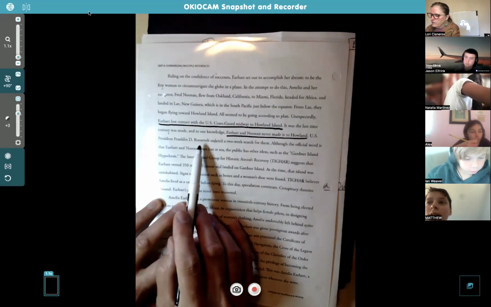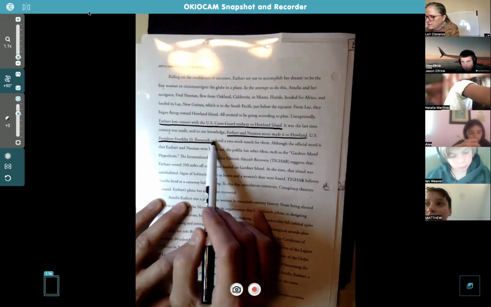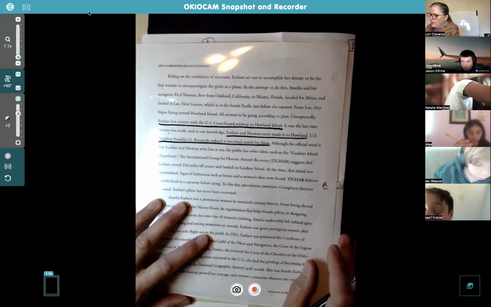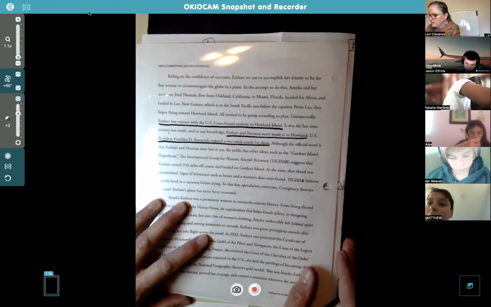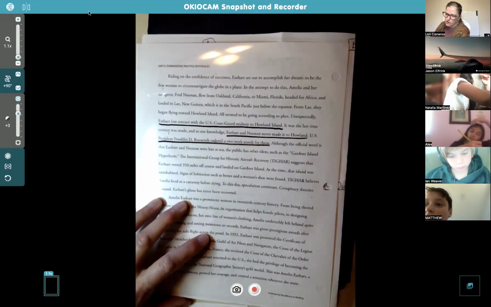U.S. President Franklin D. Roosevelt ordered a 2-week search for them. I'm going to underline the president, 2-week search for them. Although the official word is that Earhart and Noonan were lost at sea, the public has other ideas, such as the Gardner Island hypothesis. So this is when we're going to start going into conspiracy theories. So they don't really know, but they have some people who thought they knew, and so they started talking about what they thought happened to them.